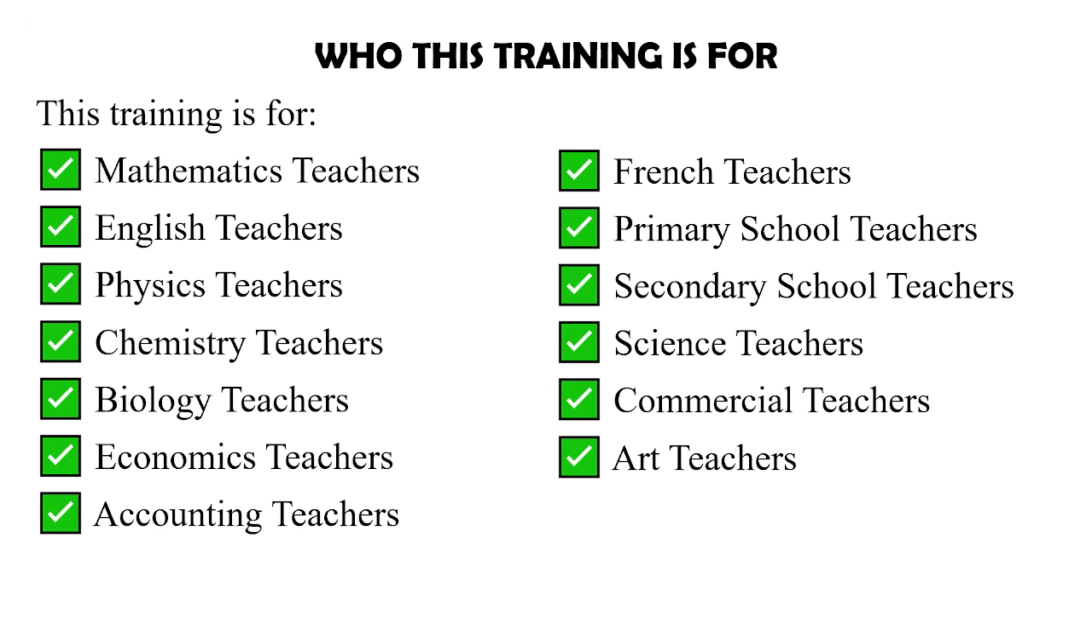So who is this training for? You are a mathematics teacher, this training is for you. You are an English teacher. You teach physics, chemistry, biology, economics, accounting, French. You are a primary school teacher, this is for you. You are a secondary school teacher, it is for you. You teach science subjects, you teach commercial subjects, you teach art subjects, this training is for you.